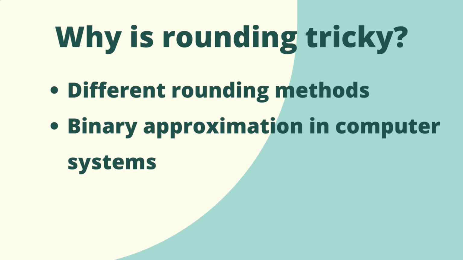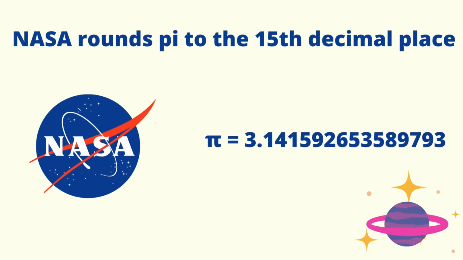Here's a fun fact. According to Mark Raymond, NASA's mission manager and chief engineer for the Dawn mission, NASA rounds the constant pi to the 15th decimal place. It turns out, by cutting pi off at the 15th decimal point, the calculated circumference of the 25 billion mile diameter circle would be wrong by only 1.5 inches. How impressive! I hope you learned something new.